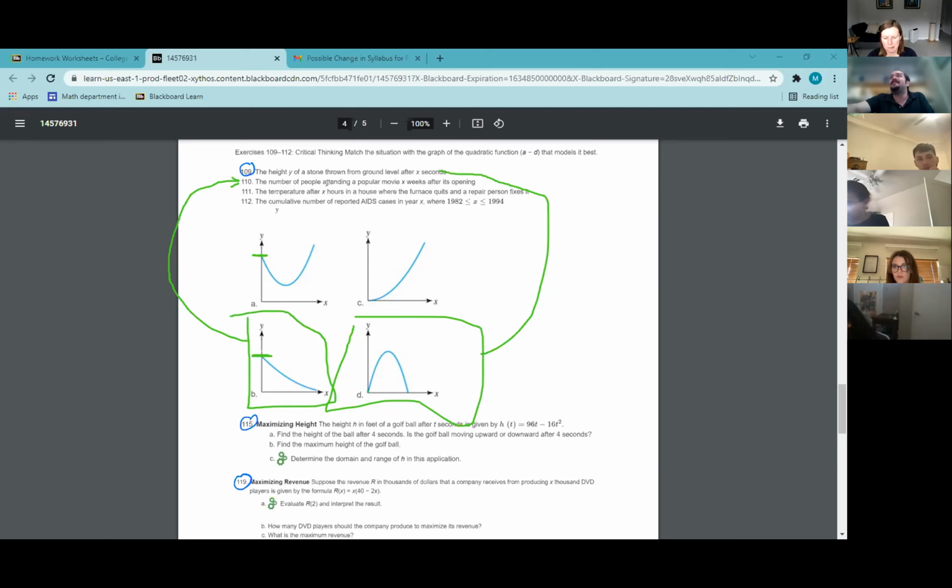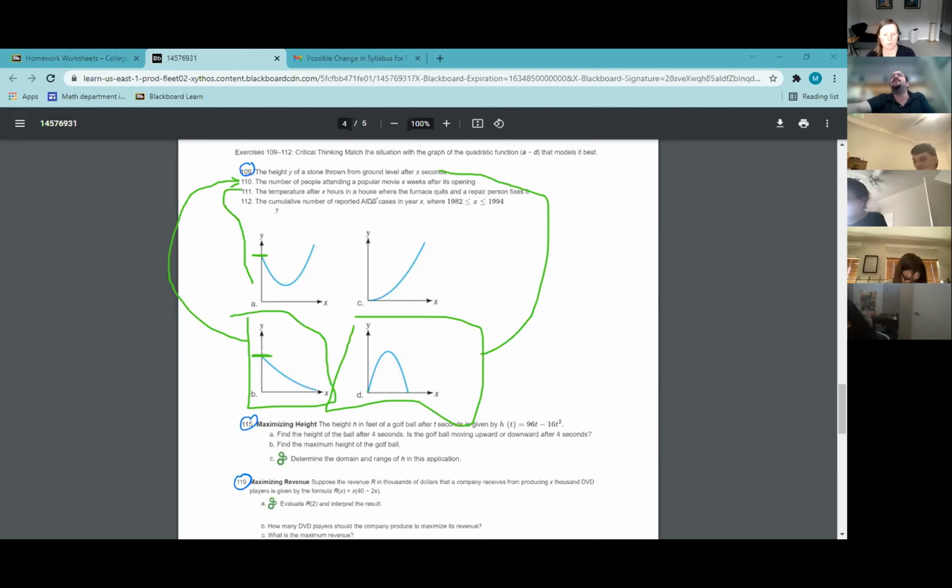Temperature X hours in a house where the furnace quits and then it gets repaired. So if the furnace quits, the temperature is going to drop. We're going to repair the furnace. Hopefully your temperature gets warmer, right? So which one would that be? A. That would be A.